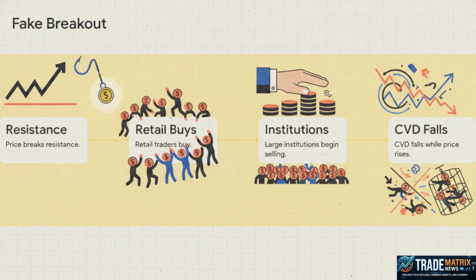Well, it is all about how smart money actively hunts retail traders. Here's exactly how they build the trap, step by step. Step 1. Price breaks resistance. They're basically baiting the hook. Step 2. Retail traders get total FOMO and blindly buy the breakout.